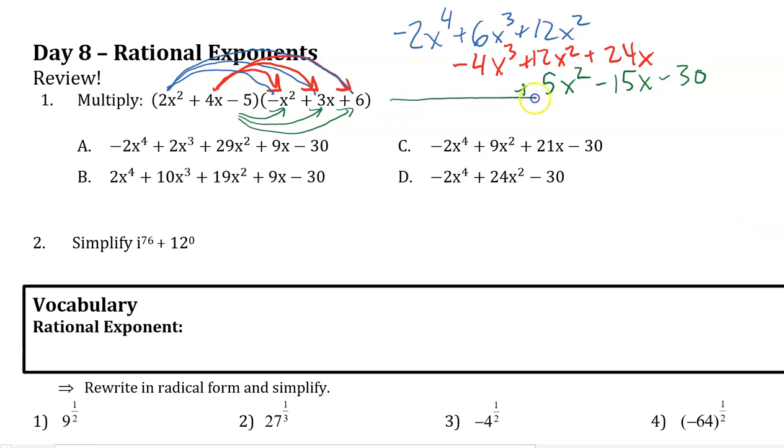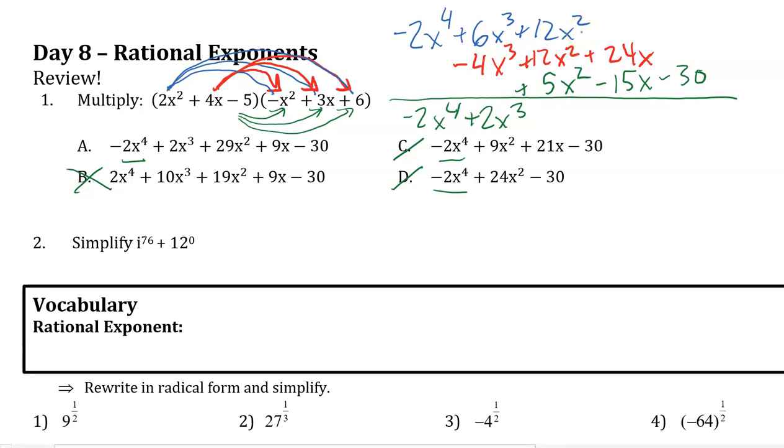And now we'll sum. So for the x to the fourth power term, we have negative 2x to the fourth. We'll check our answers. So we can immediately eliminate B. Next, 6x cubed minus 4x cubed is plus 2x cubed. The next term on C does not have an x cubed term. That one's gone. D does not have an x cubed term. That one's gone. We'll go ahead and finish just to make sure that A still matches up.